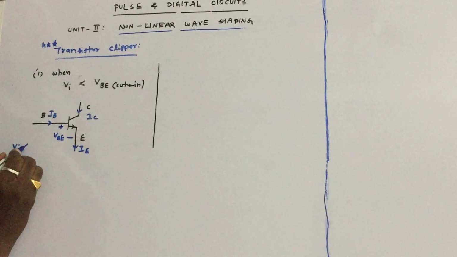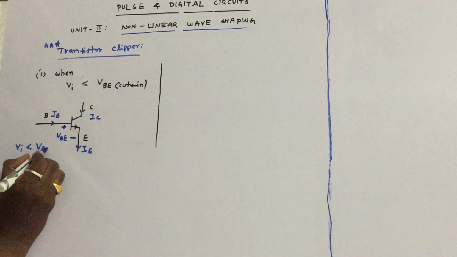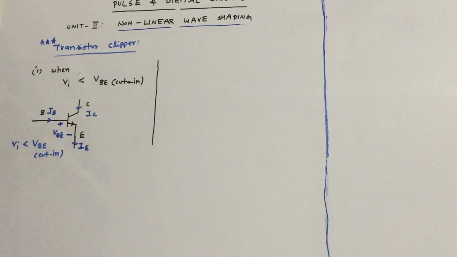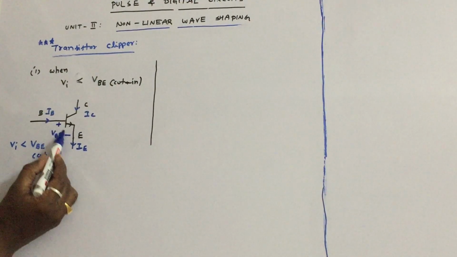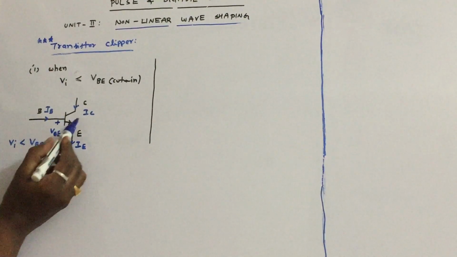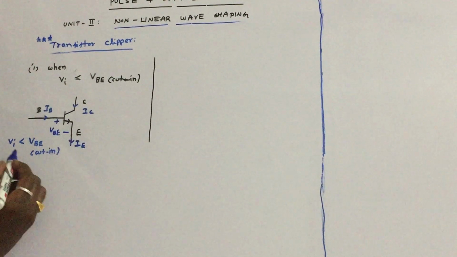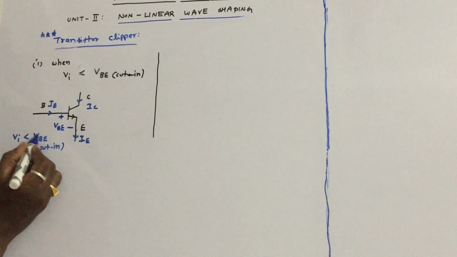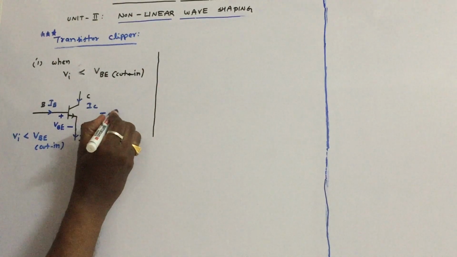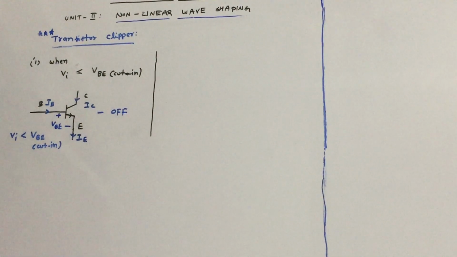When we apply an input voltage less than the VBE cut-in voltage, like 0.1, what is the condition of the transistor? When the input voltage is less than the cut-in voltage, just like a diode, the transistor will be in off condition.